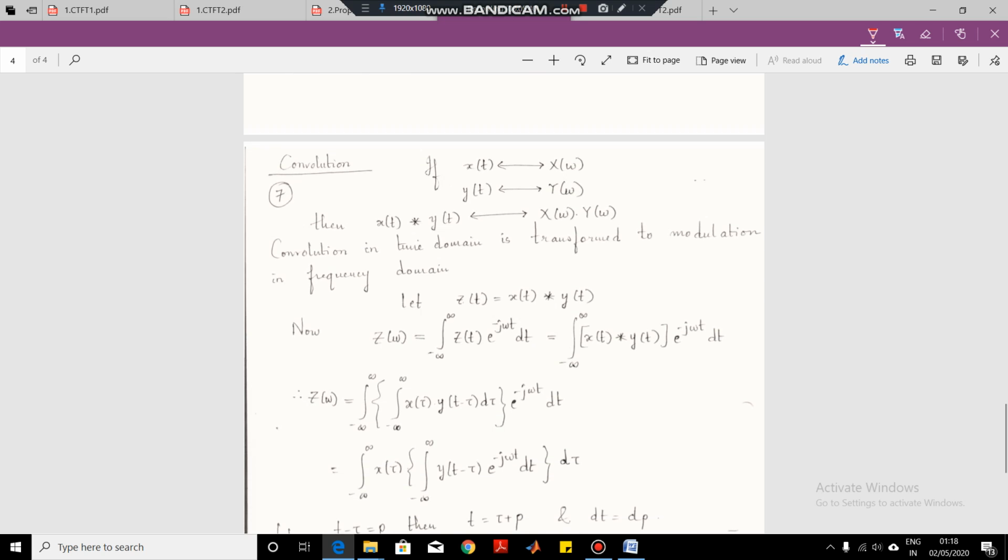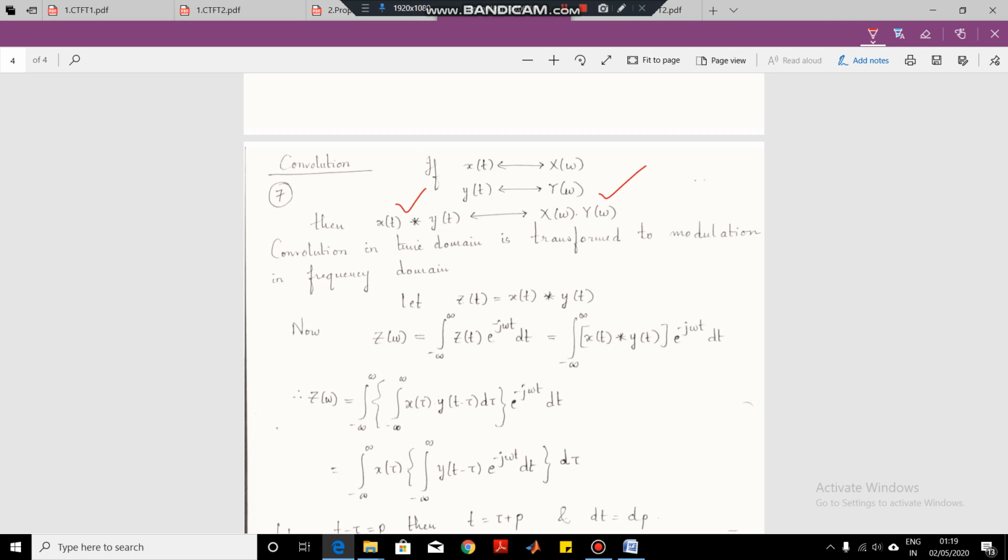But the convolution of signals in the time domain is simple multiplication in the frequency domain. That is the important property of convolution. It may be any transform, it may be Z transform, it may be discrete time Fourier transform, it may be discrete Fourier transform. Everywhere, whenever you take the convolution of signals in the time domain, it is as if you are multiplying the transforms of those signals in the frequency domain. So let us try to prove this property.